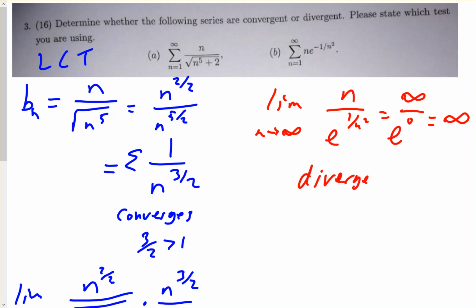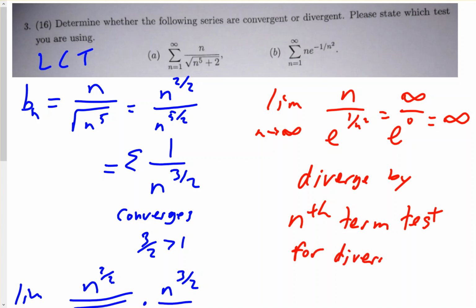And the test here would be the nth term test, or divergence. And just for reference, you go back to section 10.2. Okay, so this would diverge.